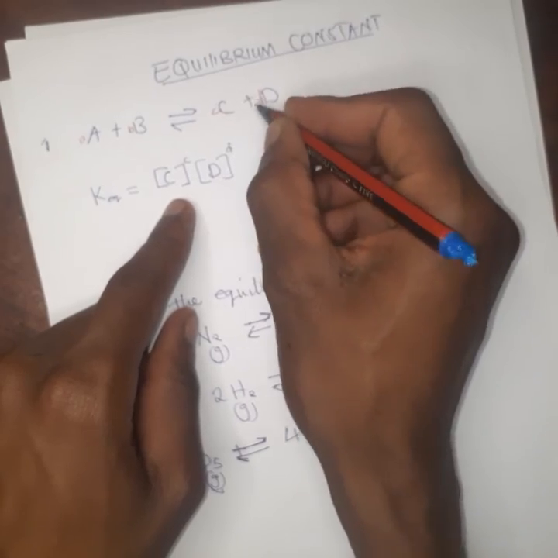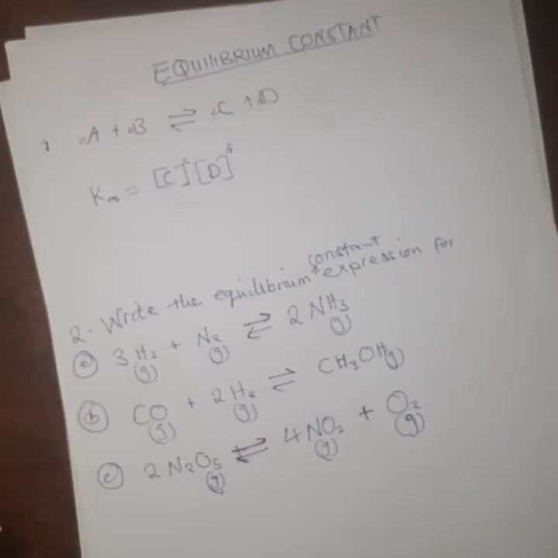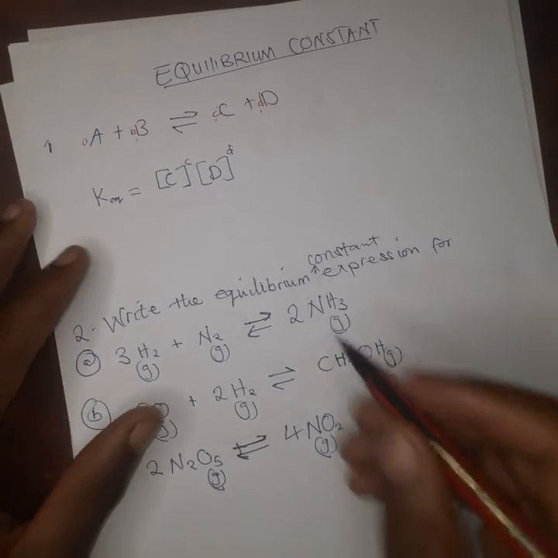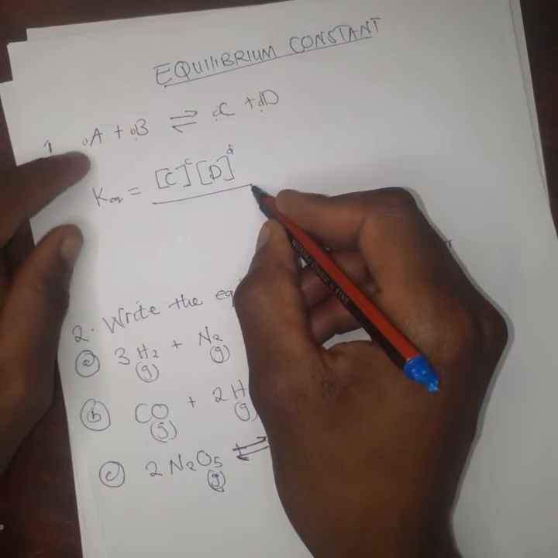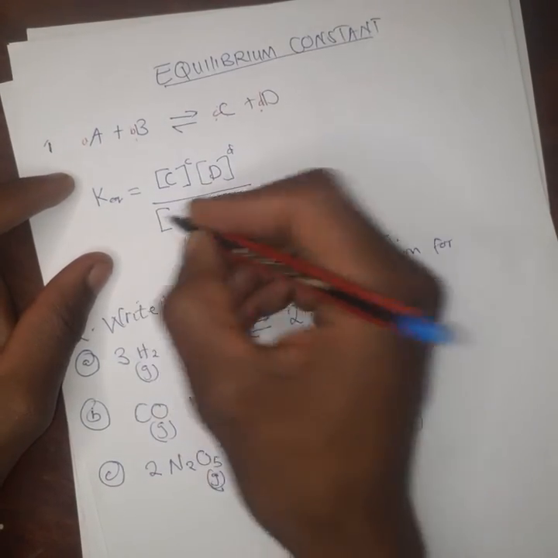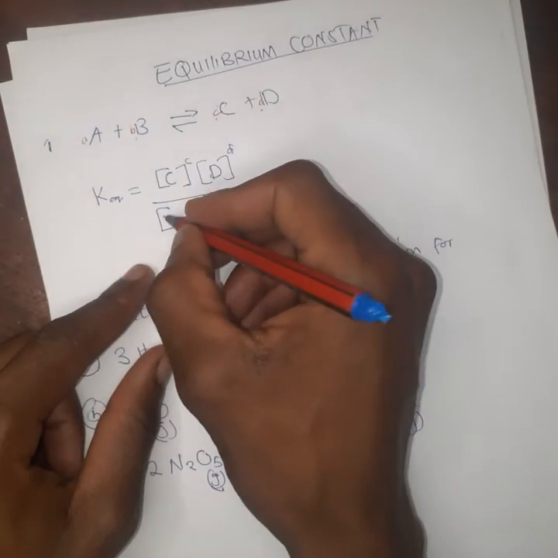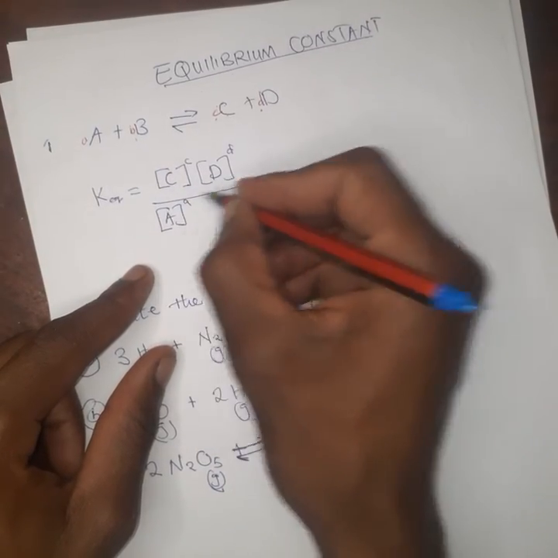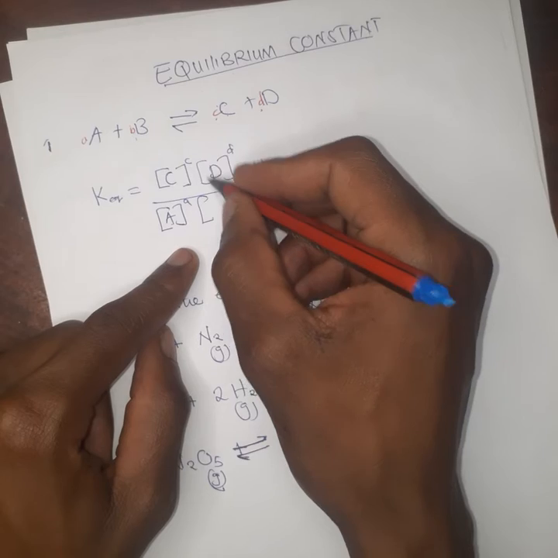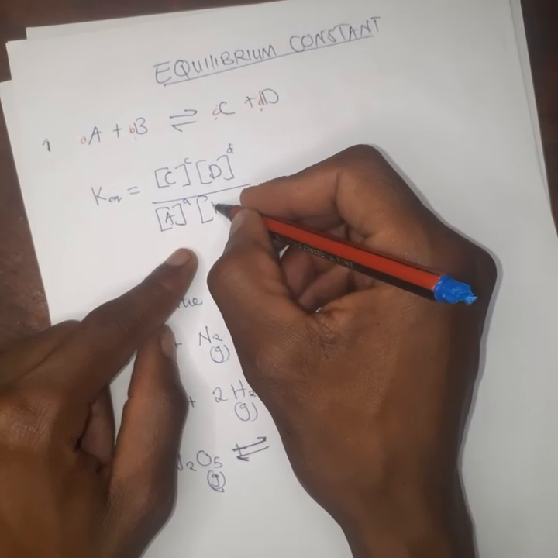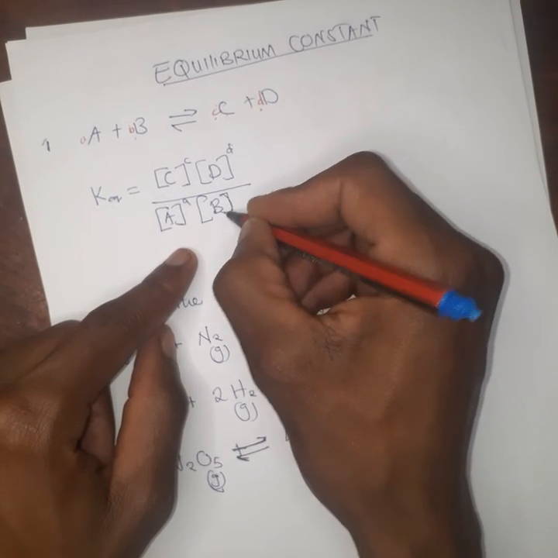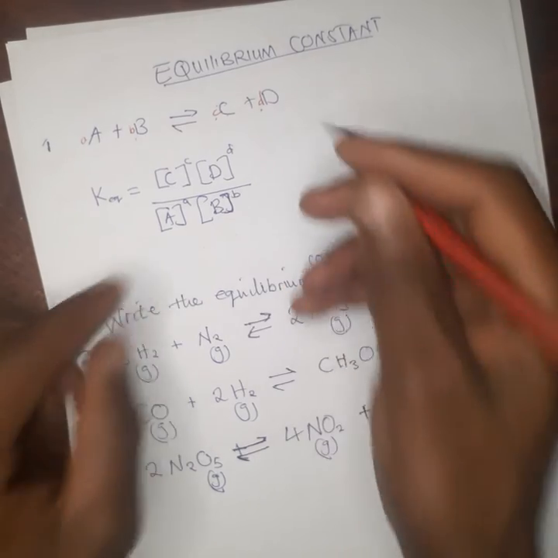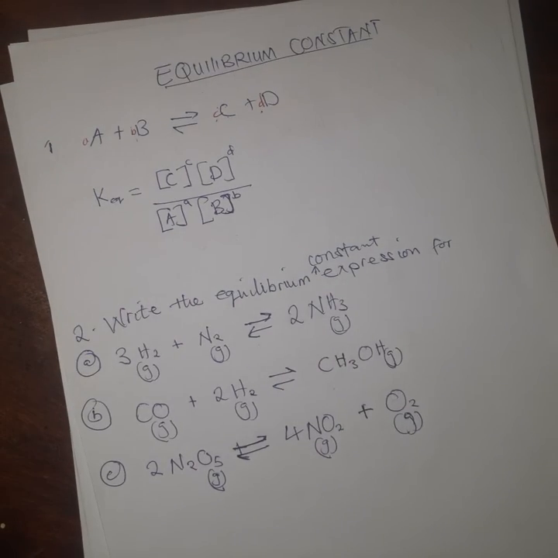So these letters, remember, they are just representing the numbers which can be there. Okay, over the reactants, again the same thing, you put the square brackets. So [A] to the power a multiplied by [B] to the power b. Okay, so this is how we find the equilibrium constant expression for a chemical equilibrium, or for the chemical equation.